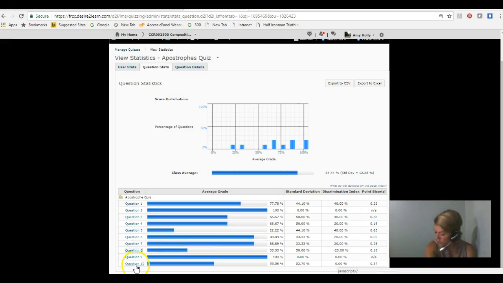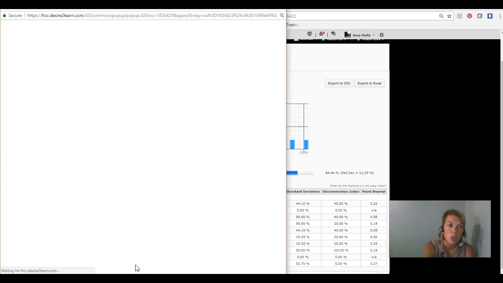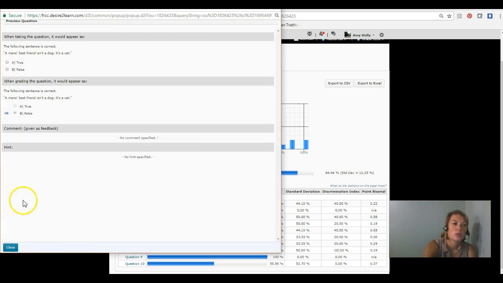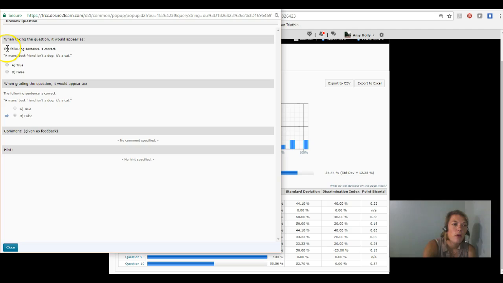And then question 10 is a case of singular possession, so kind of the opposite of the first example, question 5, but incorporating some of what we just saw in question 8. So the following sentence is correct, true or false. A man's best friend isn't a dog; it's a cat. So we do have an appropriate use of a semicolon here.